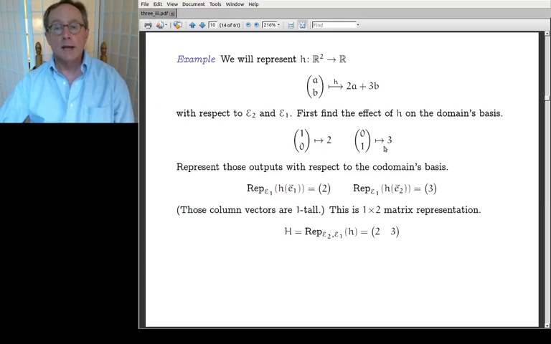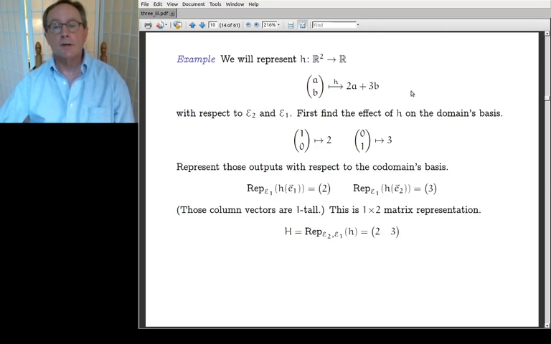Represent those with respect to the codomain space. That in this case is the standard basis for the real line. So represent those 2 with respect to the codomain space. Everything represents itself. Everything represents itself. Put them next to each other.